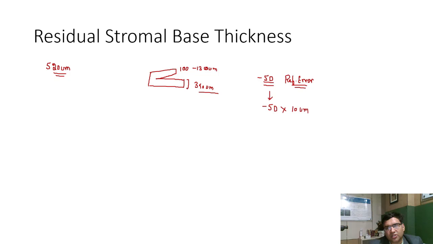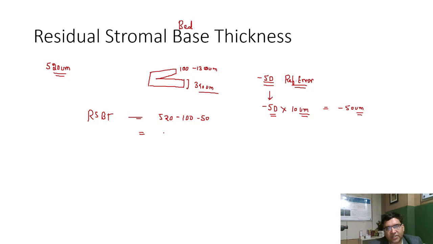So what is my residual stromal bed thickness here? Okay, so it is residual stromal bed thickness here. It would be your 520 minus 100 minus how much? 50. Okay, so how much is left? So 520 minus 150, so that would be 270 micrometer. Okay, so that is how you can calculate a residual stromal bed thickness.